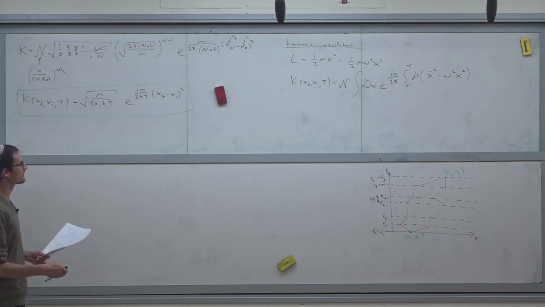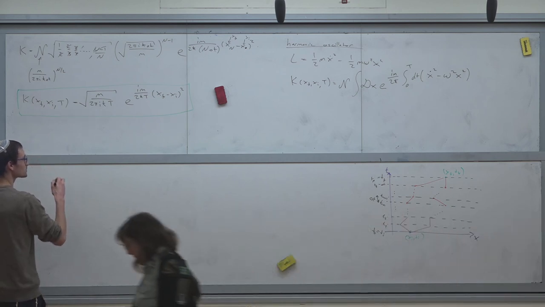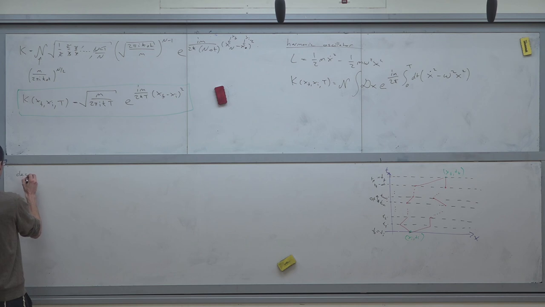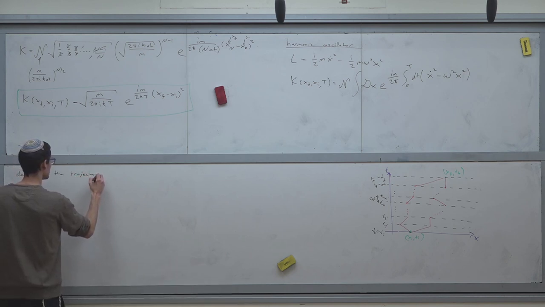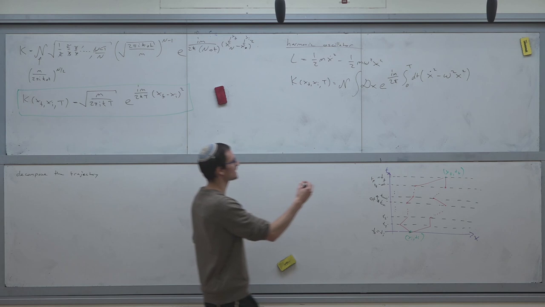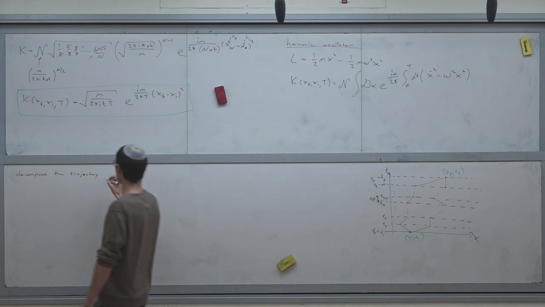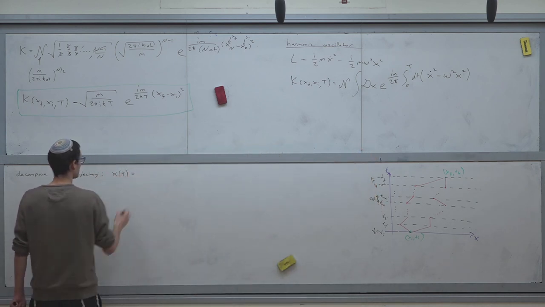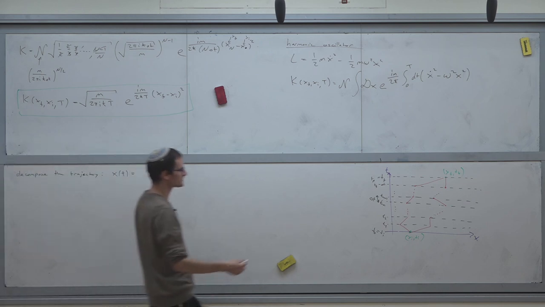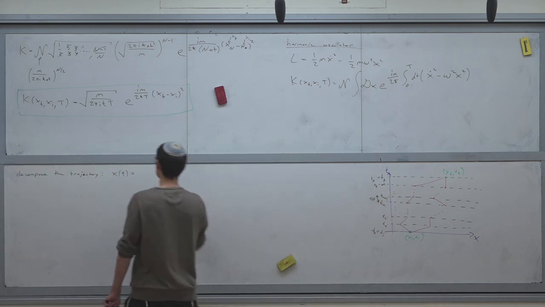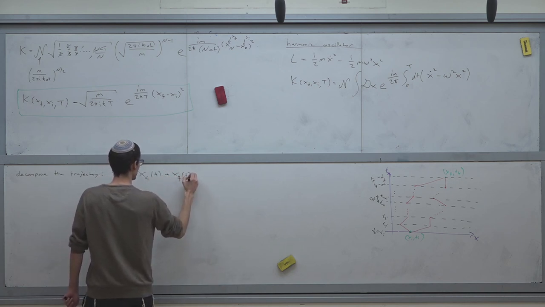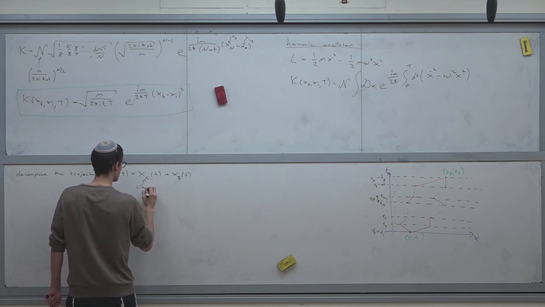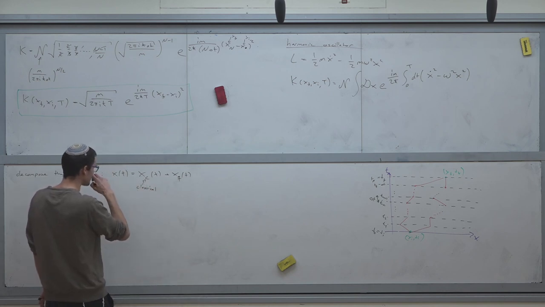Okay, so what's the first trick that we want to do? First of all, we want to decompose the trajectory. So remember, we have to sum over all trajectories, x of t. I'm going to say that the total trajectory that it's taking, so this red trajectory, I'm going to write as a sum of two trajectories. One of them is the classical trajectory. By classical, I mean the trajectory that satisfies the equation of motion.